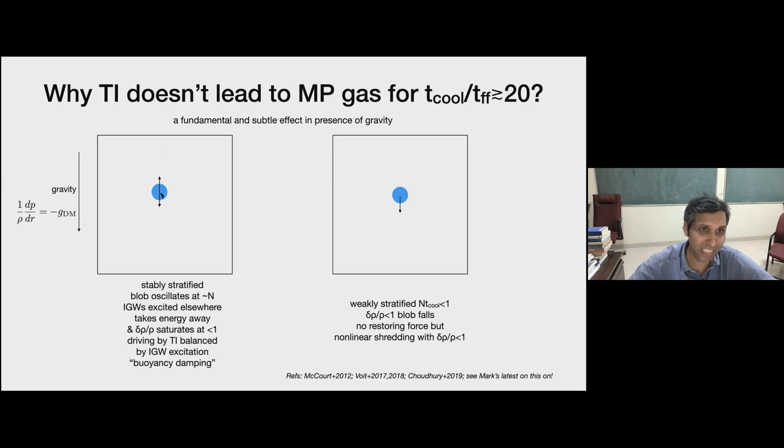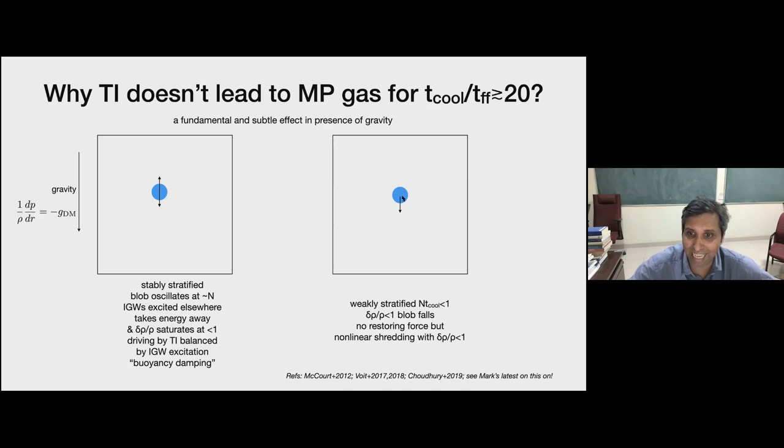So this system can actually saturate at small amplitudes, delta rho by rho less than 1. So you never see multi-phase gas even if you wait for very many cooling times. On the other hand, we can also consider this scenario where the background is not very strongly stratified, that is, the Brunt-Väisälä timescale is long.